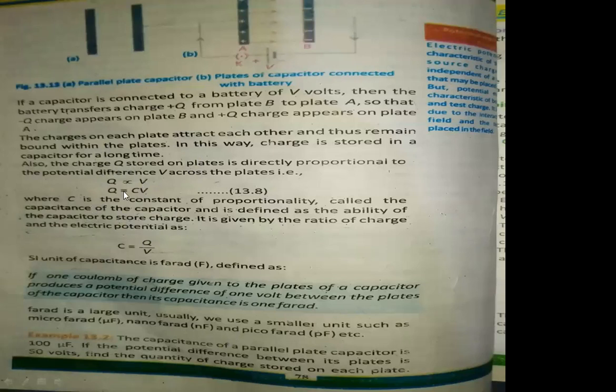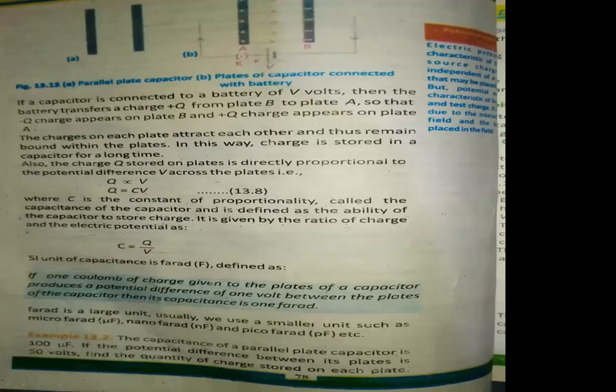So Q is directly proportional to voltage. If more voltage, more charge is stored. If less voltage, less charge will be stored. So if we remove the directly proportional sign, then Q equals some constant of proportionality. Here, C is the constant of proportionality, which is called the capacitance of the capacitor.